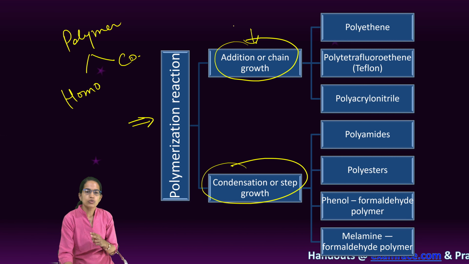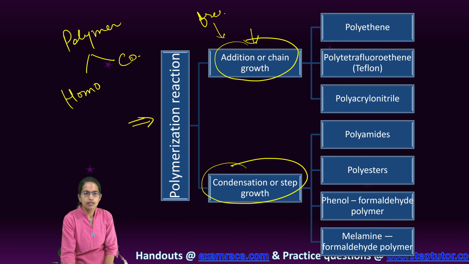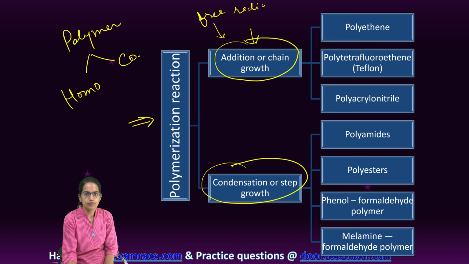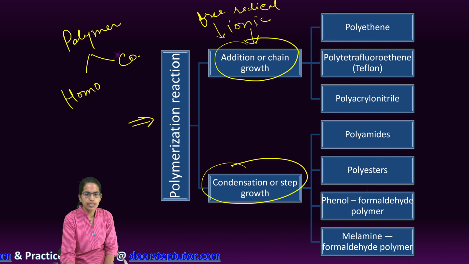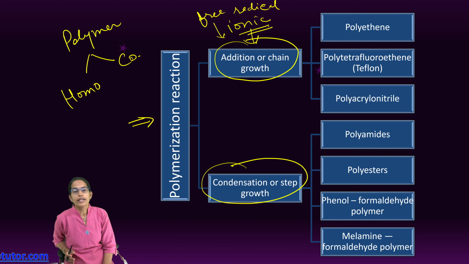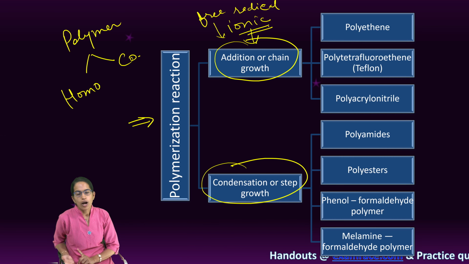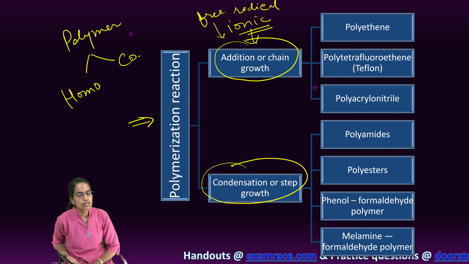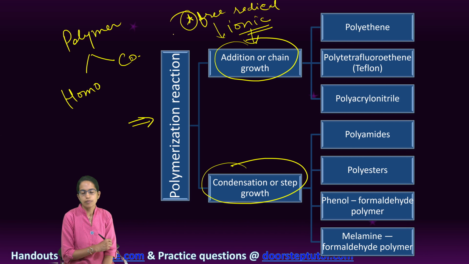In chain growth or addition reaction, there are two ways. Either it is the free radical mechanism or the ionic mechanism. So what are the two methods under chain growth or addition reaction? Under addition reaction, it can be free radical method or what is known as ionic method. However, free radical method is the most popular among those.